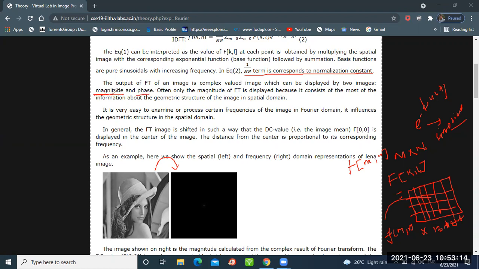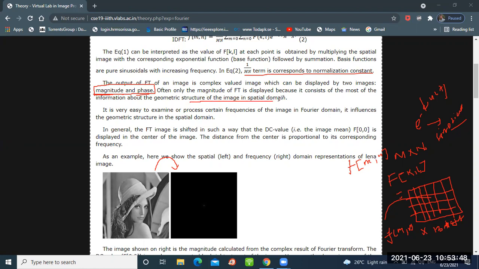Okay, now this is a very important point. Whenever we perform FT or DFT, this basically converts the original image into two different types of image. One is called your magnitude of the image. Second is called your phase angle or phase of the image. Okay. Now often only the magnitude of FT is displayed because it consists of most of the information about the geometrical structure of the image in spatial domain.